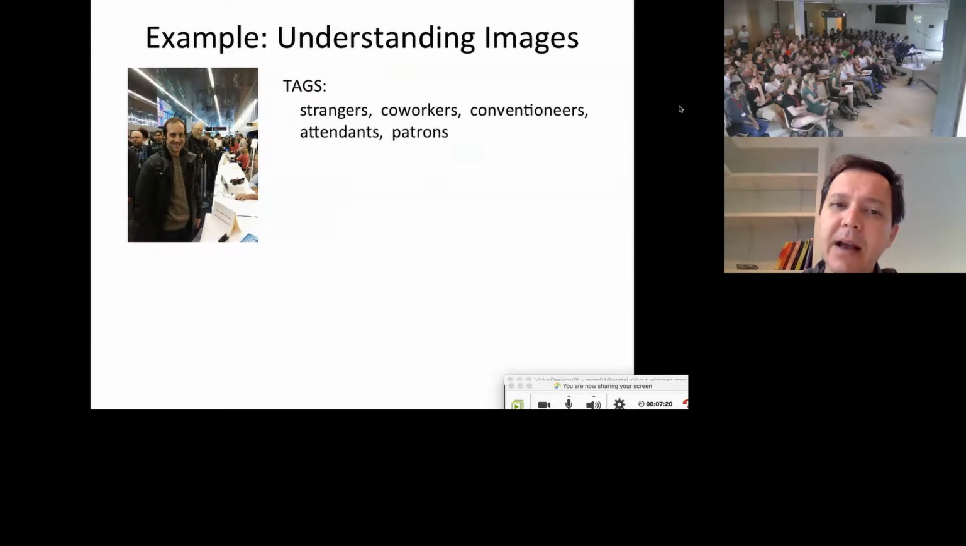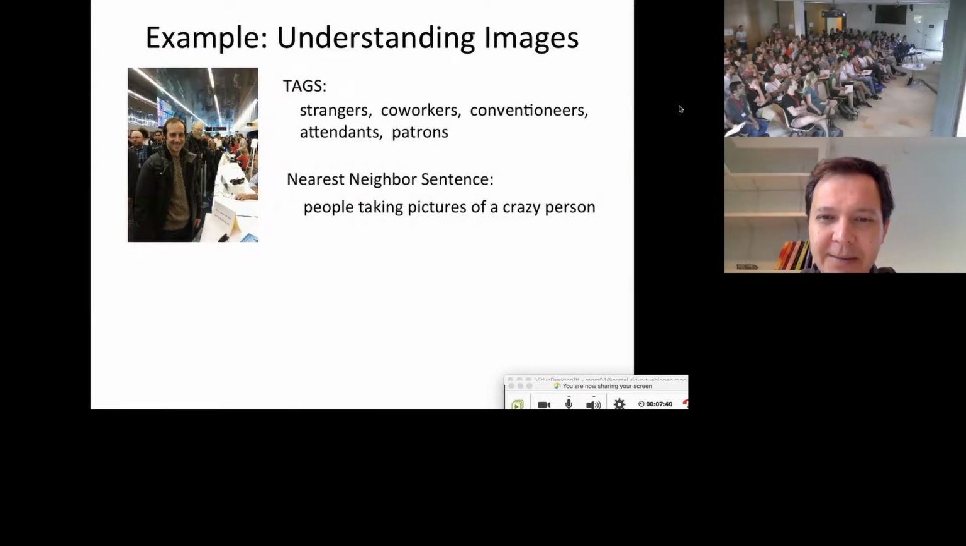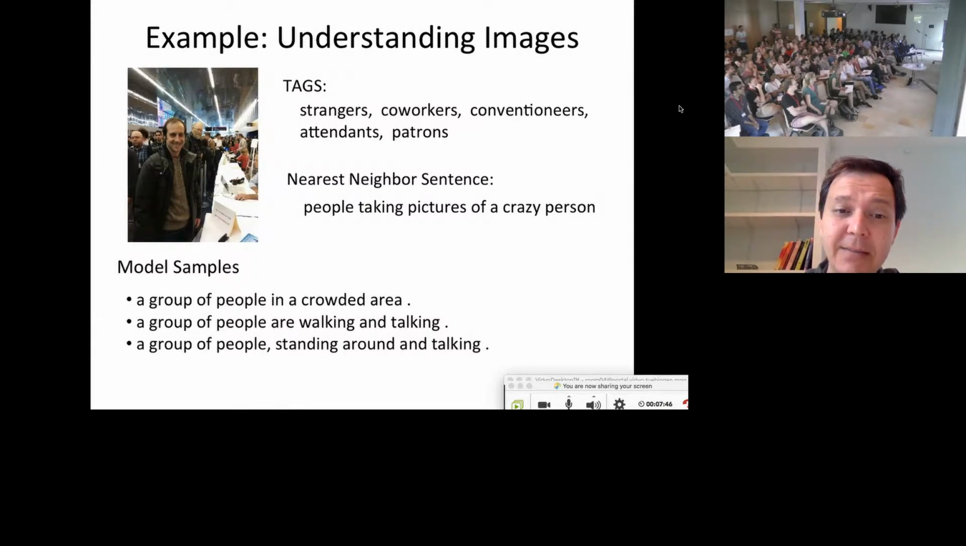But at the same time, maybe you'd want to develop a system that actually tells you in natural language what this image is about. And one way of doing that would be to find the closest image in your training set and just copy the corresponding description or caption. So this would be the nearest neighbor sentence, and that's what it says: people taking pictures of a crazy person. But if you develop a multimodal model that takes an image and uses recurrent networks or neural language models to generate sentences, this is what the model does. A group of people in a crowded area, a group of people are walking and talking and such.